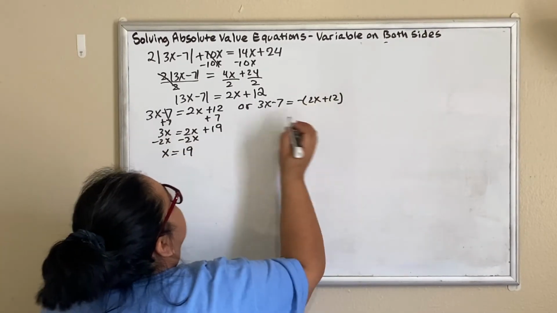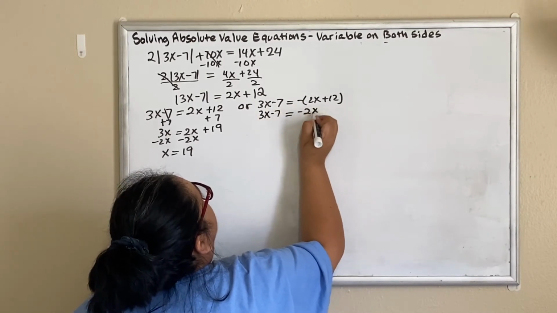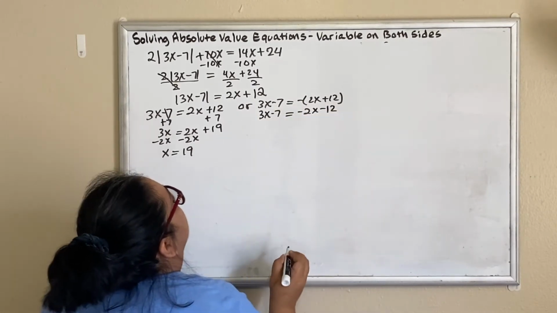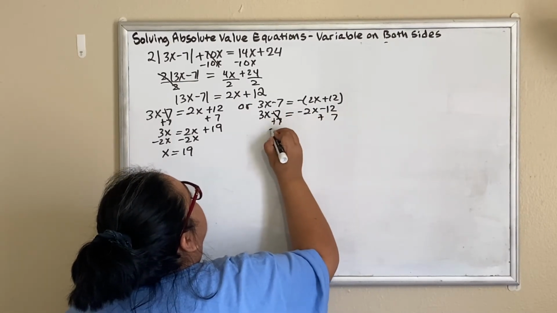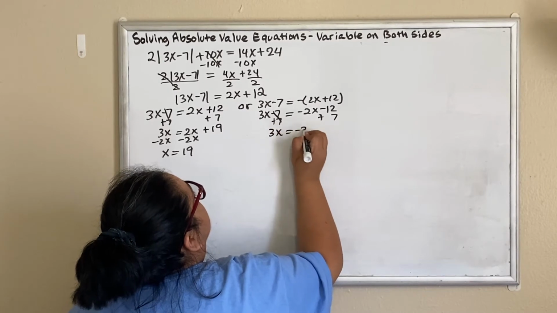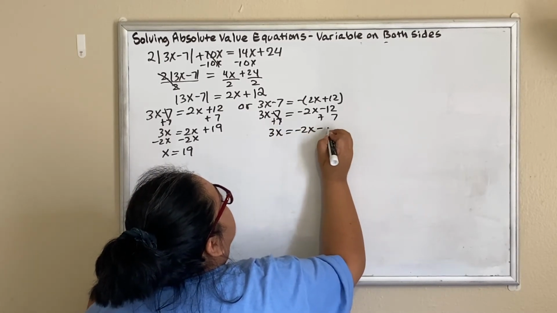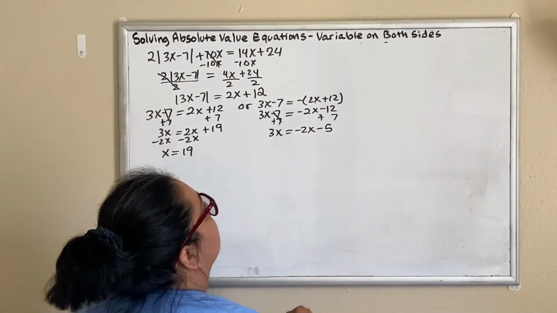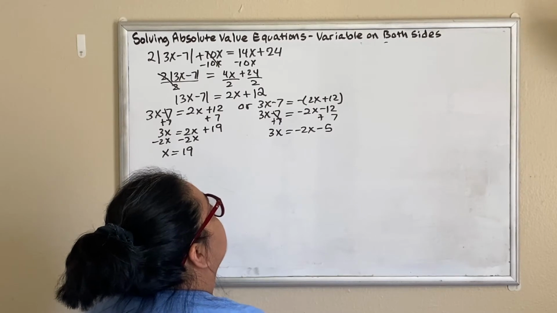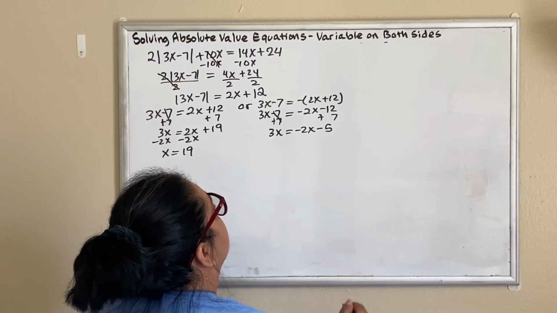Over here, we need to distribute the negative, so we're going to say 3x minus 7 equals negative 2x minus 12. And now we can solve. We can add 7 to both sides, eliminating the 7. So 3x equals negative 2x minus 5, I believe. Negative 12 plus 7 is negative 5. Yeah, I believe that's true.